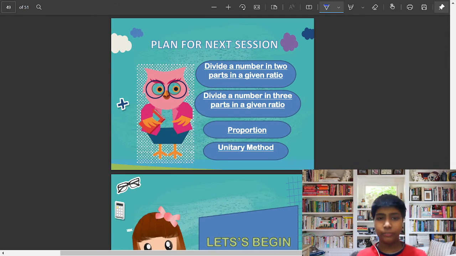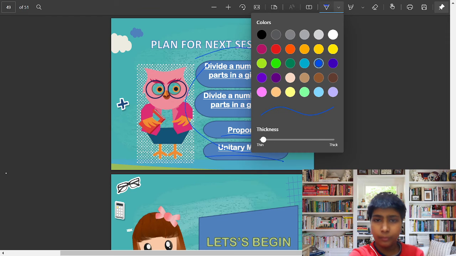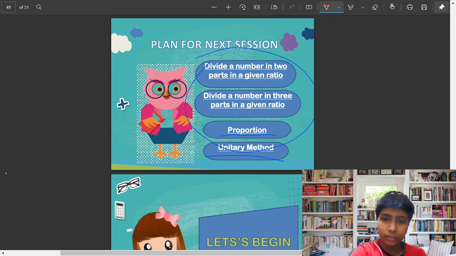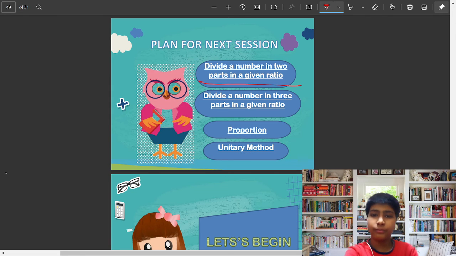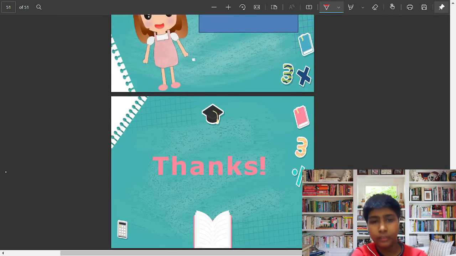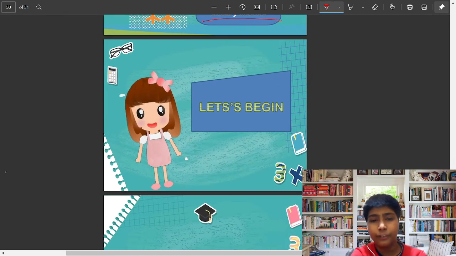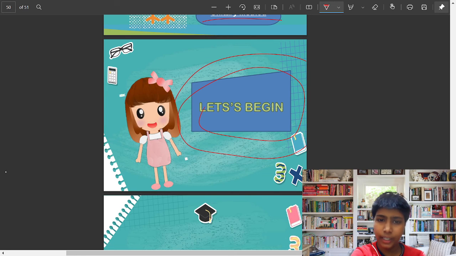Plan for next session: we'll learn division, dividing into 3 parts or 2 parts, and we'll learn the unitary method and proportion. It's for the next class.